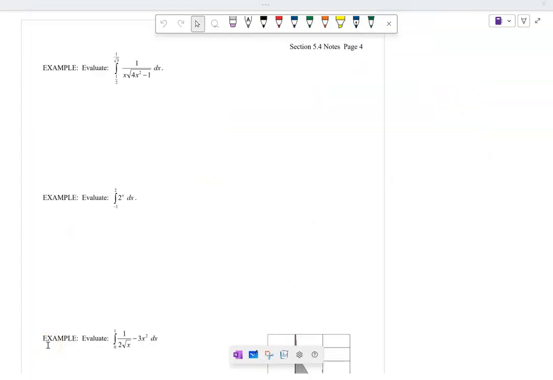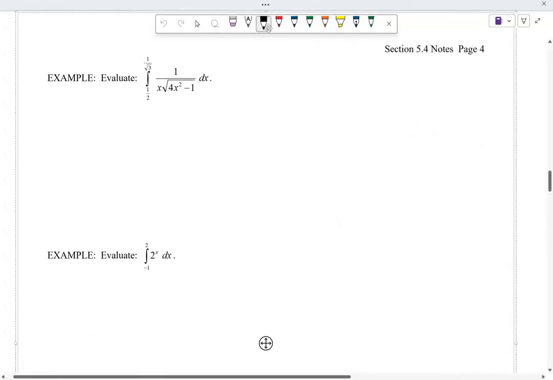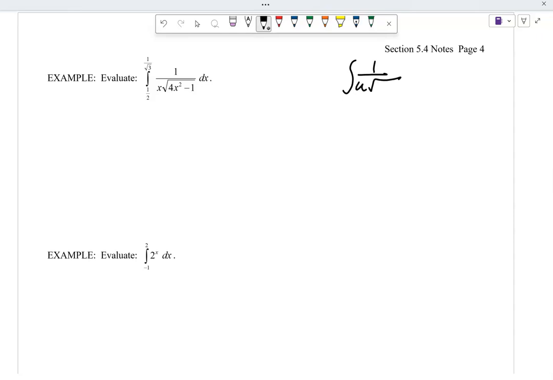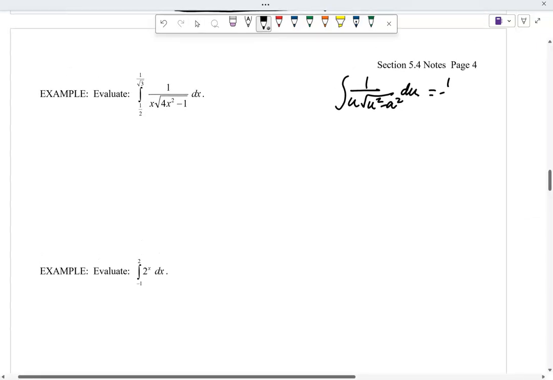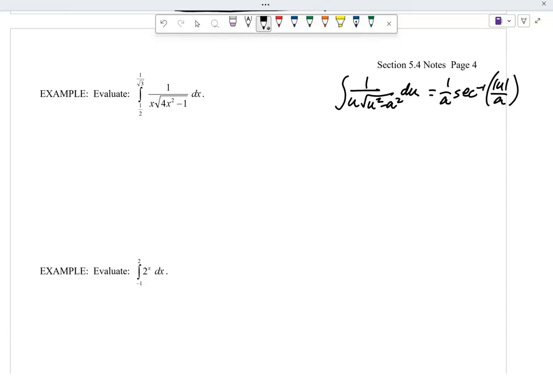All right, let's take a look at this next example. Now in this one, I want you to look at your reference sheet, and if you notice, you have on there this formula that the integral of 1 over u square root of u squared minus a squared du is 1 over a, the arc secant of the absolute value of u over a, and then plus c if it's not a definite integral.